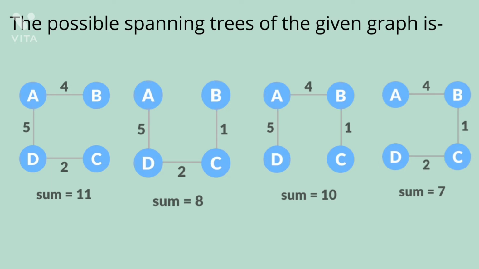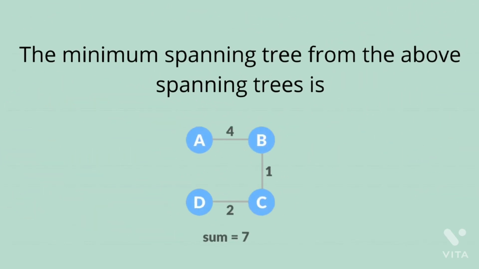The sum of the first spanning tree is 4 plus 5 plus 2, which is 11, and the sums of weights of edges of the second, third and fourth spanning trees are 8, 10 and 7 respectively. From here we can see that the spanning tree with the minimum sum is the fourth one, whose sum is 7. So the minimum spanning tree from the above spanning trees is this one, which has the lowest sum of weight, equal to 7.